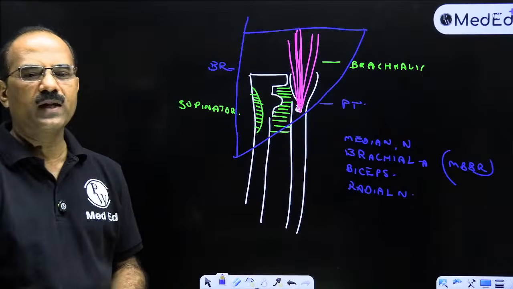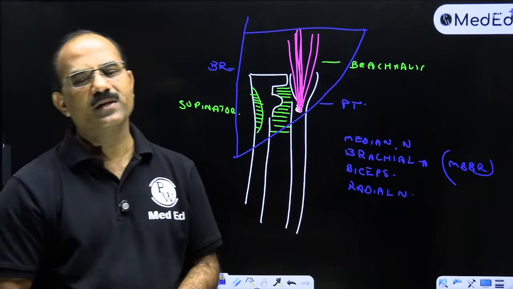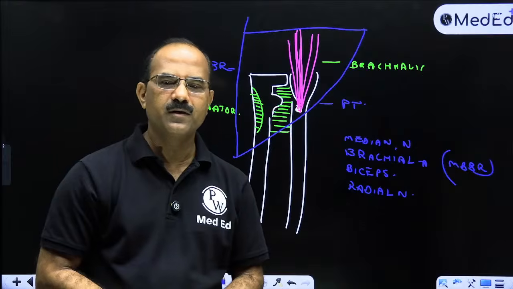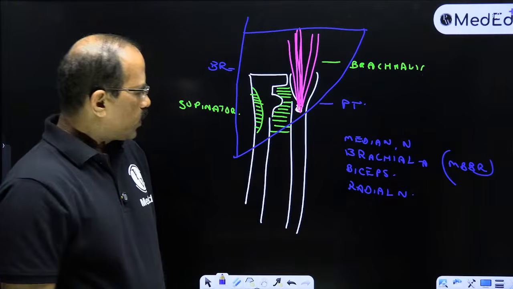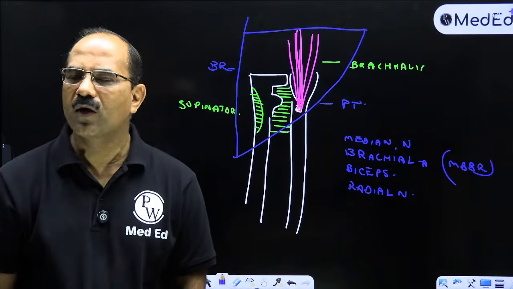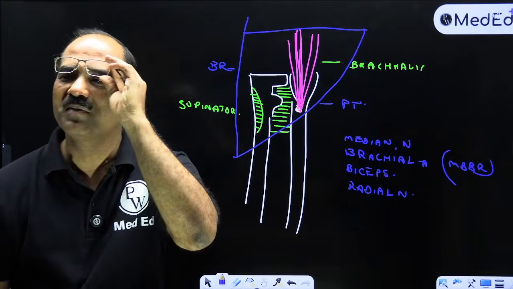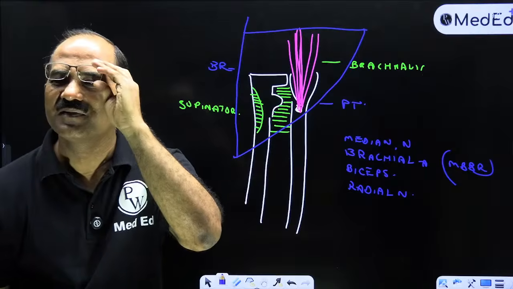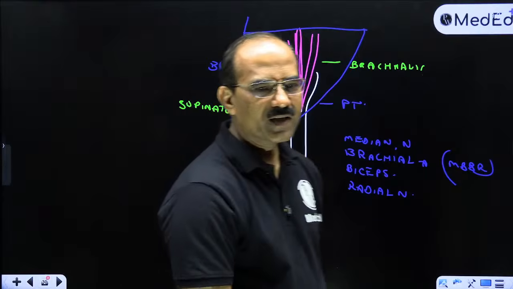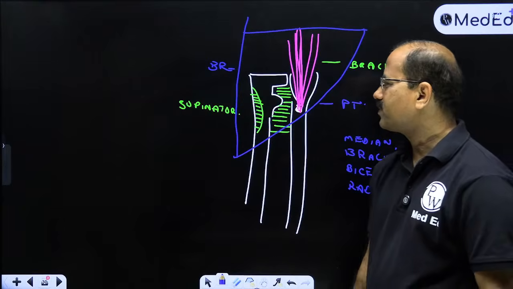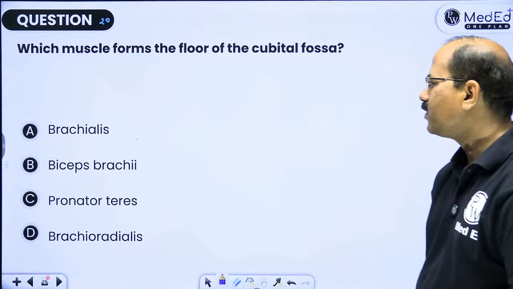ठीक है, medial to lateral, it's median nerve, brachial artery, tendon of biceps, and the radial nerve. That becomes the contents. MBBR. MBBR है बच्चे, MBBR है निखिल. ठीक है, परफेक्ट, वेरी गुड, बहुत बढ़िया.